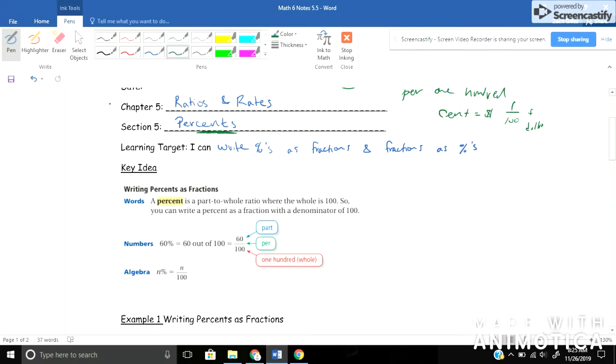Right? For example, if you had 60%, you can write that as 60 out of a total of 100. Right? So that's how you'd write a percent as a fraction. Sometimes they're going to want you to simplify this. Make sure you read your directions to see if they want it in simplest form or not.